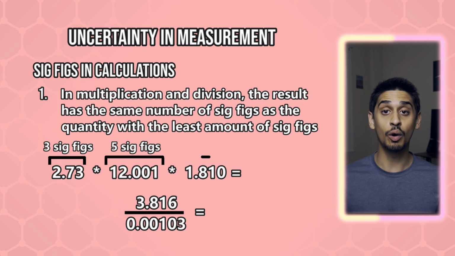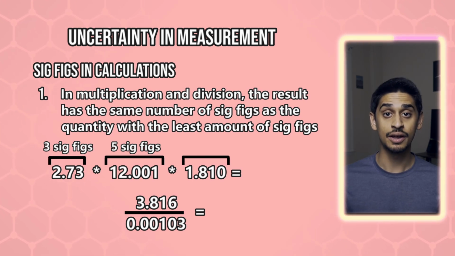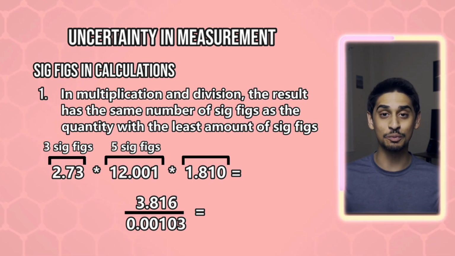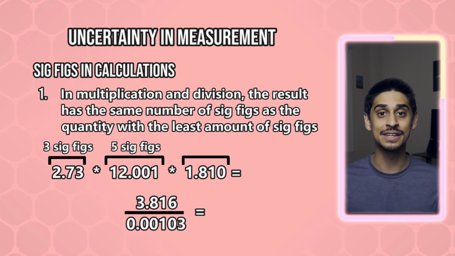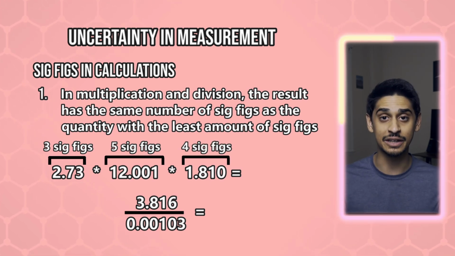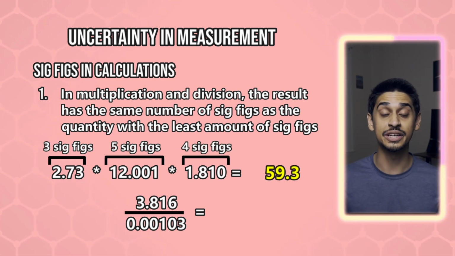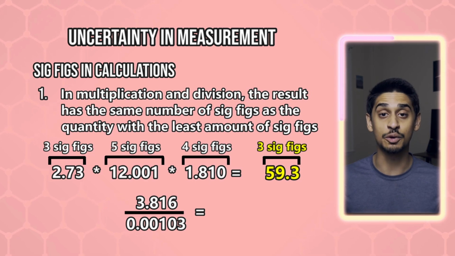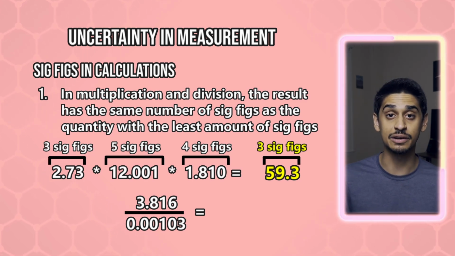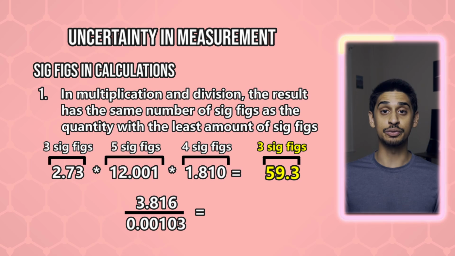And the last quantity, 1.810, has 3 non-zero digits and has 1 zero at the end with a decimal place. Therefore, there are 4 significant figures. The final answer, 59.3, should have 3 sig figs because the quantity with the least number of significant figures in our equation had 3 sig figs.